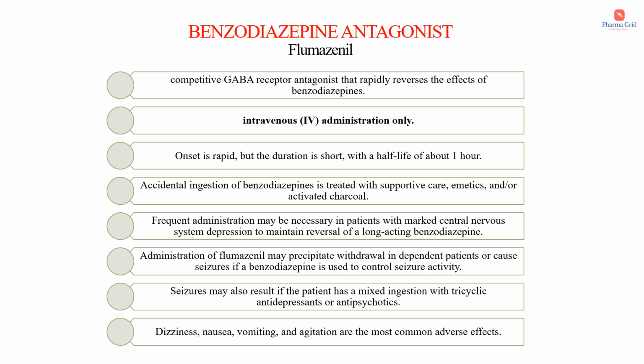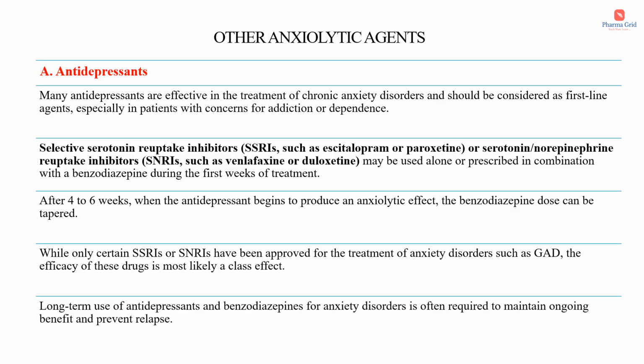Frequent administration may be necessary in patients with marked central nervous system depression to maintain reversal of a long-acting benzodiazepine. Administration of flumazenil may precipitate withdrawal in dependent patients or cause seizures if a benzodiazepine is used to control seizure activity. Seizures may also result if the patient has a mixed ingestion with tricyclic antidepressants or antipsychotics. So dizziness, nausea, vomiting and agitation are the most common adverse effects. So the benzodiazepine antagonist is Flumazenil. It is available as intravenous administration only. So we have completed benzodiazepines.